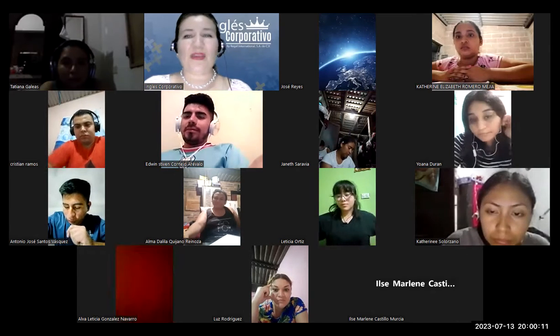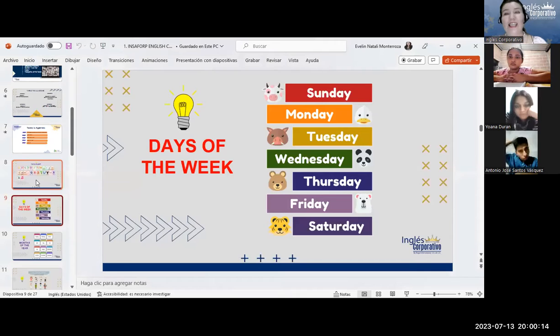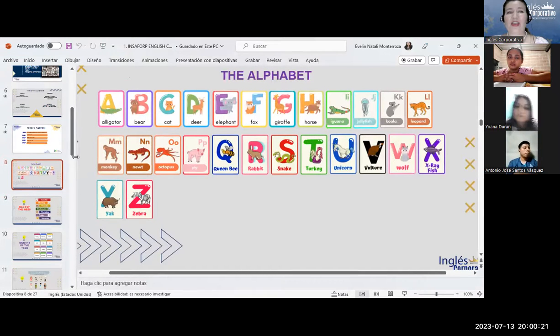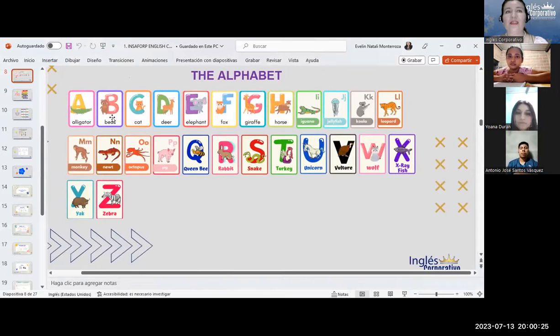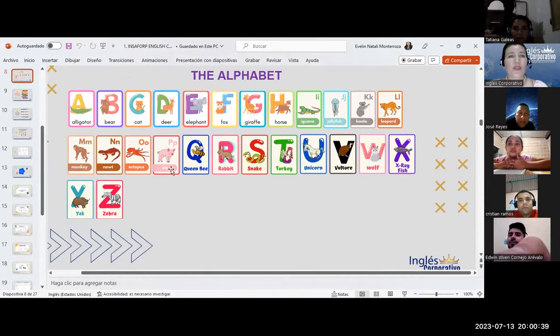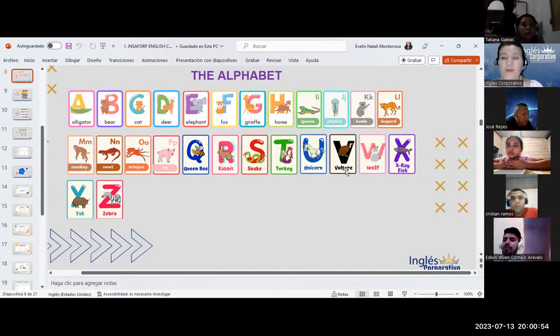Let me share my screen with you because we are going to work on this. So yesterday, we were working with the alphabet, right? And here you have a lot of different things. For the letter A, we have alligator, bear, cat, deer, elephant, fox, giraffe, horse, iguana, jellyfish, koala, leopard, monkey, newt, that's like a gecko, octopus, pig, queen bee, rabbit, snake, turkey, unicorn, vulture. Vultures son los que comen carne. ¿Cómo se llaman esos? Buitres. Wolf, x-ray fish, yak, that is a kind of moose, and zebra.